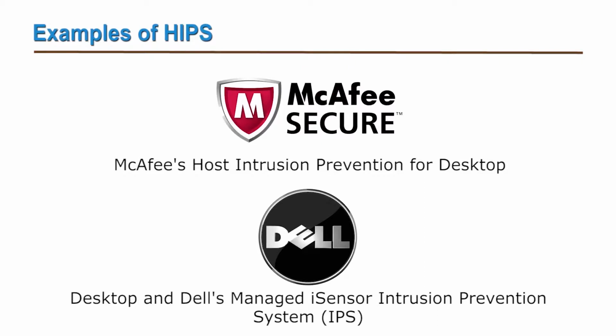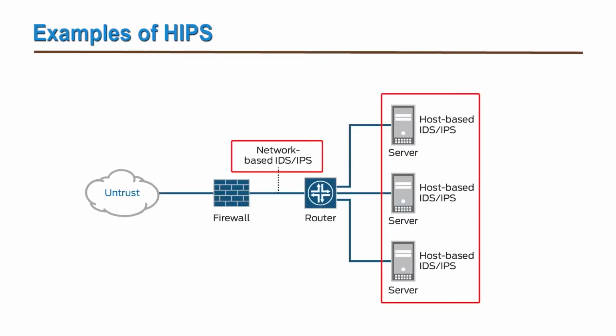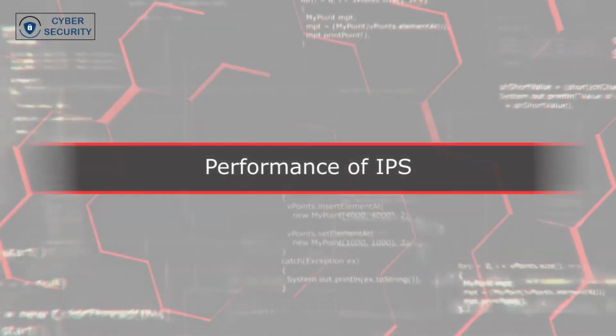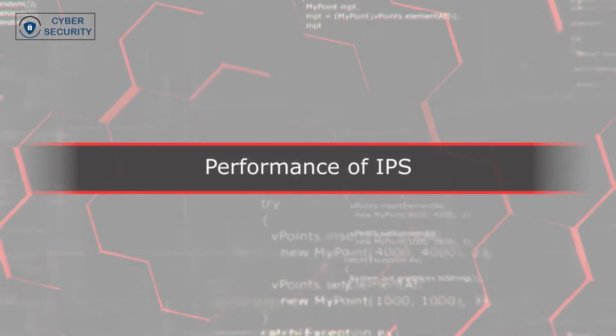intrusion prevention system services. These are some of the promising examples available, and they rely on multiple approaches to intrusion prevention. Of course, there are solutions based on hybrid approaches. For example, an NIDS can also be integrated with a HIPS. Here comes an example shown in the picture. Next, we'll see the performance of IPS.